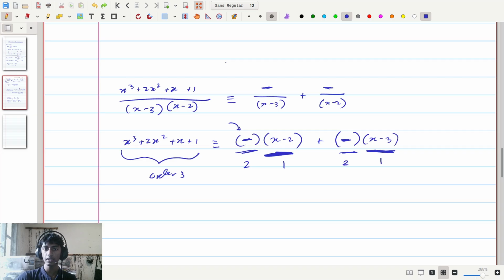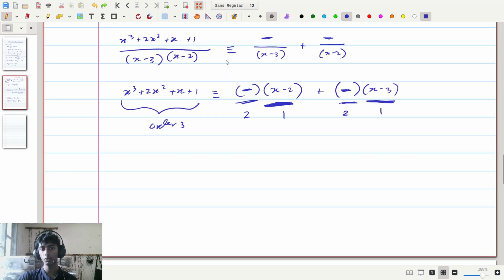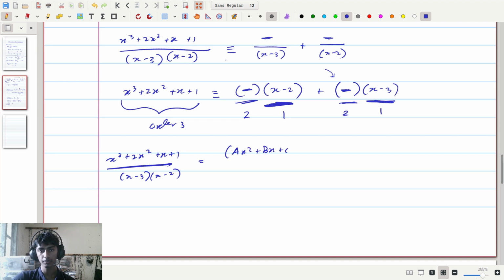So you might think that due to this we would have an order 2 polynomial in here and an order 2 polynomial in here, meaning that this would have to be something like ax squared plus bx plus c, and this would have to be something like, not to reuse the same symbols, dx squared plus ex plus f. So what I mean by that is that x cubed plus 2x squared plus x plus 1 divided by x minus 3, x minus 2, you might think that this would directly be equal to, let's say, ax squared plus bx plus c divided by x minus 3 plus dx squared plus ex plus f divided by x minus 2.